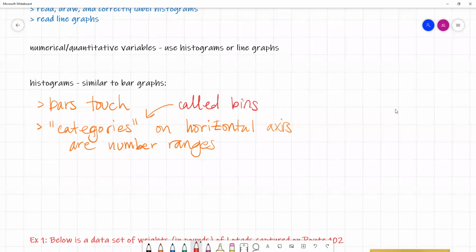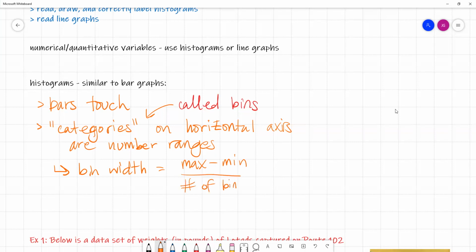Okay, and so then speaking of bins, we have what's called the bin width, which just tells you how big the range of numbers is for that category. They're all going to be the same width, and so that's why we've got to make sure we figure it out. We can get that by taking the maximum, so the biggest data value, minus the smallest data value, the minimum, and then divide it by the number of bins that we want. Okay, so if I want 5 bins, I would divide by 5. If I want 10, I would divide by 10, etc. Right?